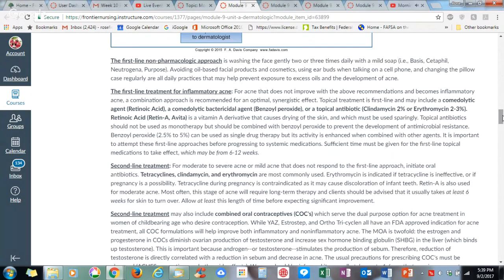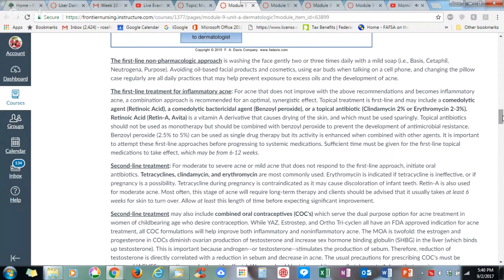Second-line treatment for moderate to severe acne or mild acne that does not respond to first-line approach, initiate oral antibiotics. Tetracyclines, clindamycin, and erythromycin are most commonly used. Erythromycin is indicated if tetracycline is ineffective or if pregnancy is a possibility. Tetracycline during pregnancy is contraindicated as it may cause discoloration of infant teeth. Retin-A is also used for moderate acne.